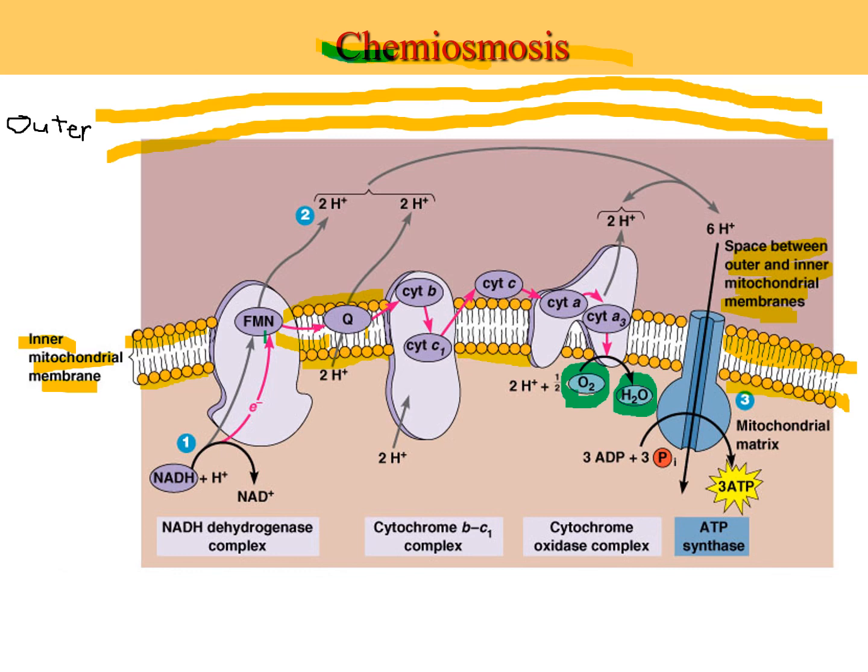What about this term, chemiosmosis? What does that refer to? Well, as the electron transport chain is passing along these electrons, hydrogen ions are being pumped into the space between the inner and outer mitochondrial membrane. So you get an accumulation of hydrogen ions in this space. Don't worry about how many, just hydrogen ions.